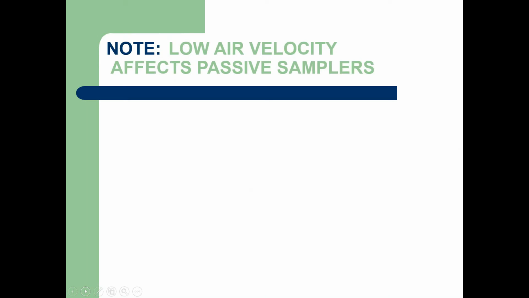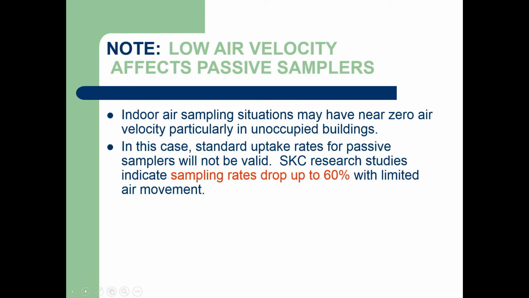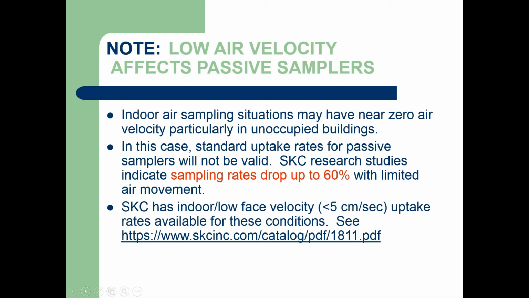This slide notes a very, very important consideration for sampling, particularly at VI sites. Indoor air sampling in a fixed location, not on a person, in an area, particularly in an unoccupied house, may have near zero air velocity conditions, and this will impact passive samplers. Specifically, SKC noted that sampling rates may decline as much as 60% when you are in these extreme stagnant air conditions. So if you are sampling under these conditions of less than 5 centimeters per second, use the special sampling rates noted in the URL shown on this slide. The standard uptake rates do not apply when you are in completely stagnant air.